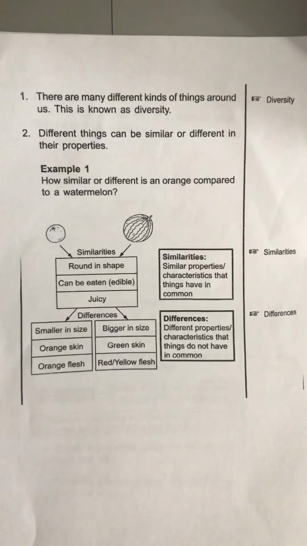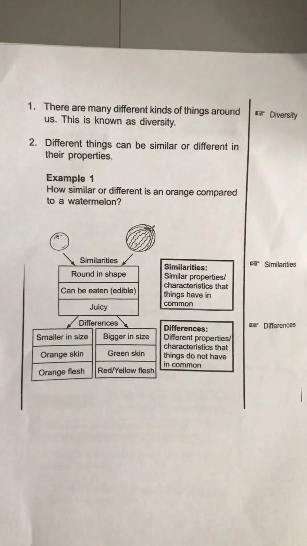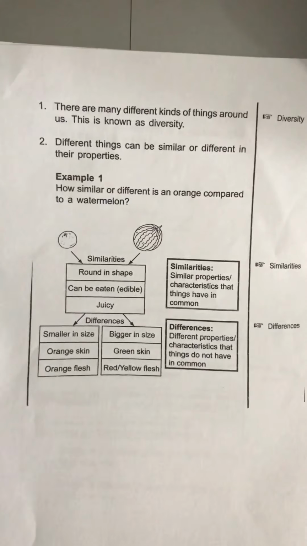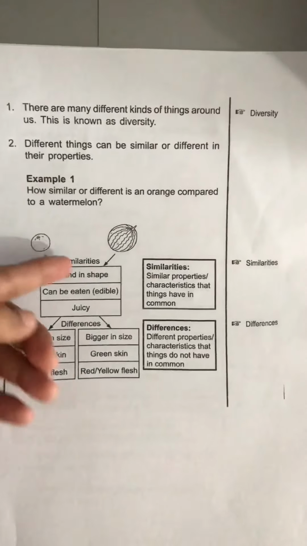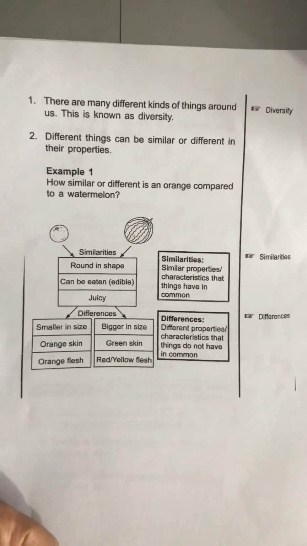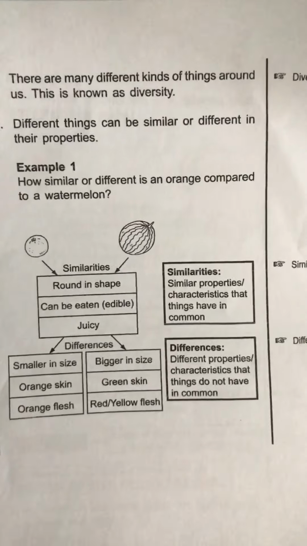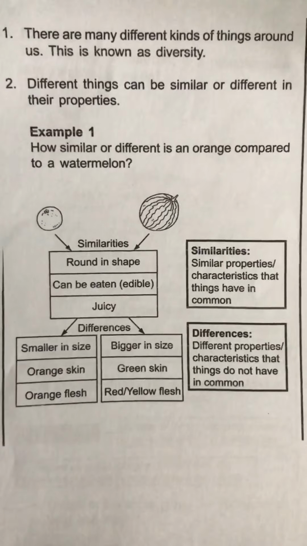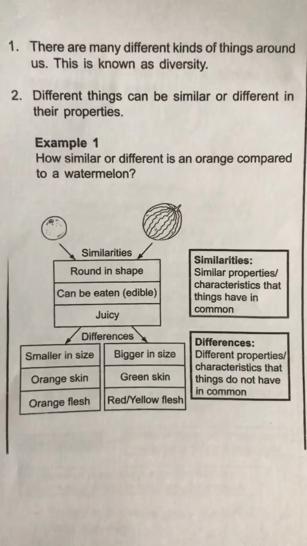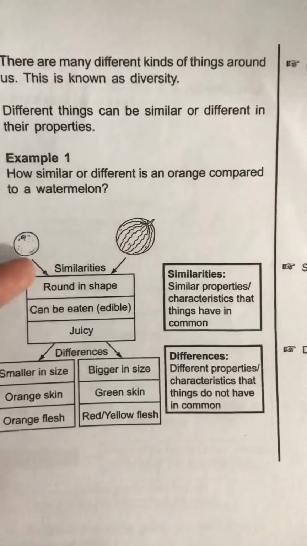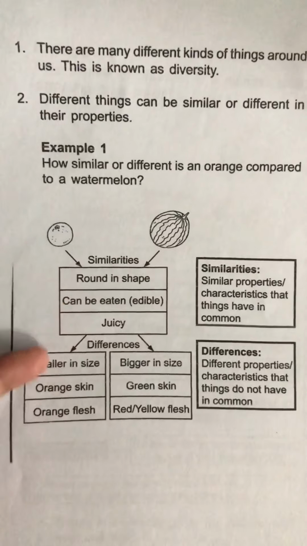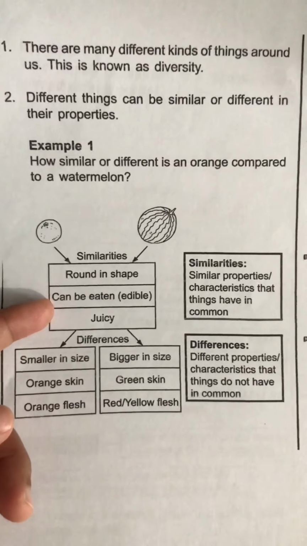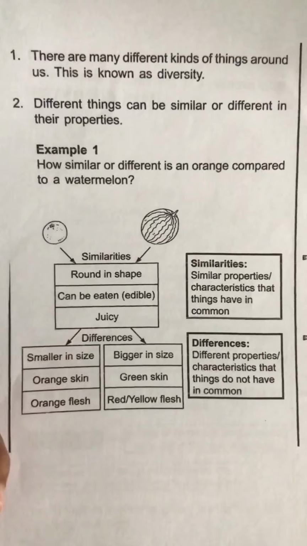For the first example, look, I have two kinds of fruits, this one and this one. And here I already wrote the similarities. So we classify things based on their similarities and differences. Look, both of them are round in shape and they are edible, or can be eaten, and they are also juicy in taste, right?